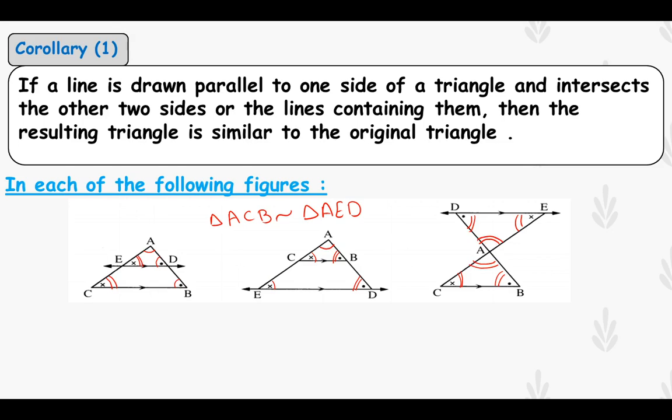So we can write here triangle. You have to be careful when you write the vertices of the triangle. Here we have triangle AED similar to triangle. A is a vertically opposite angle, so angle A corresponds to angle A, and angle E in the first triangle corresponds to angle C in the other triangle, and angle D in the first triangle corresponds to angle B in the other triangle. Okay?